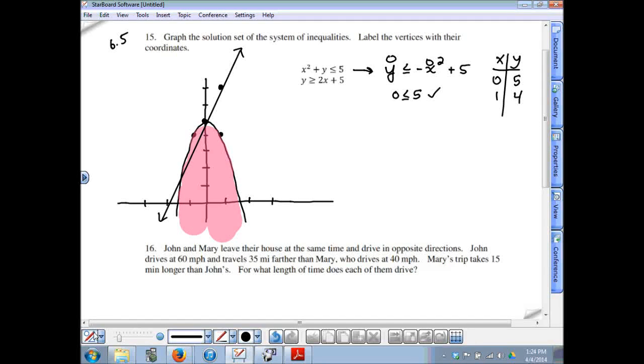Now we need to see where to shade on this one. So I'm going to use the same test point of (0, 0). If I let y equal 0 and x equal 0, then 2 times 0 is 0. 0 plus 5 is 5. So we would have the statement 0 is greater than or equal to 5. 0 is not greater than or equal to 5, so that's not true. So on this linear inequality, I'm not going to shade towards the test point. I'm going to shade above the test point.